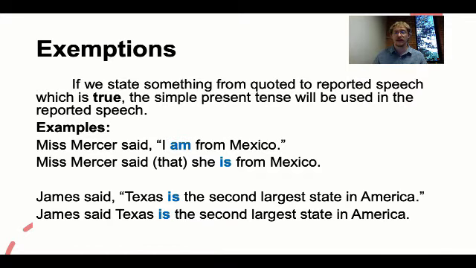But now in the reported speech, you're talking about Miss Mercer. In the quoted speech, you're quoting the exact words that came out of her mouth, the exact words that Miss Mercer said. Okay, so you see that difference.